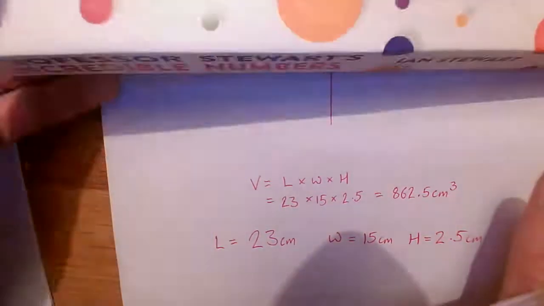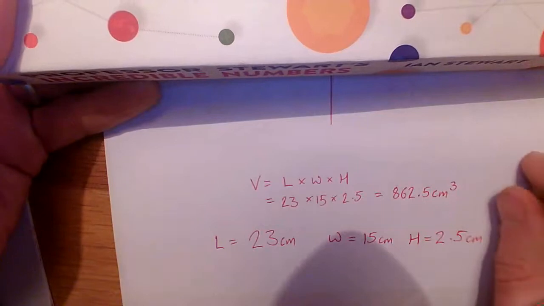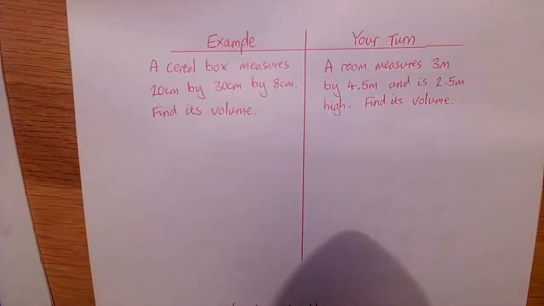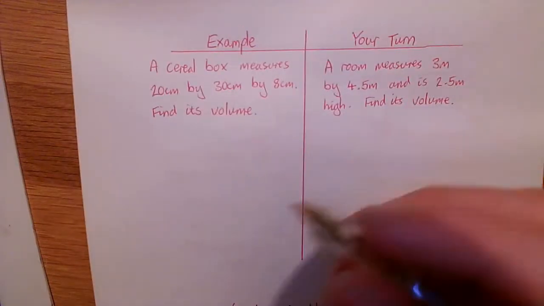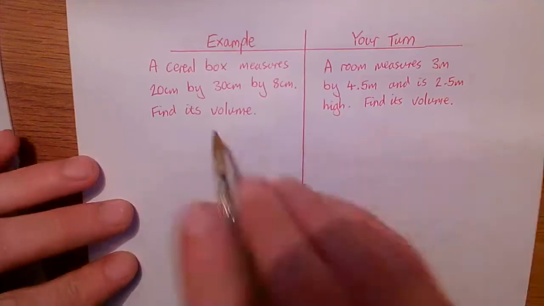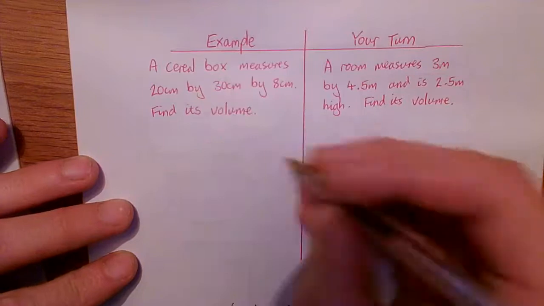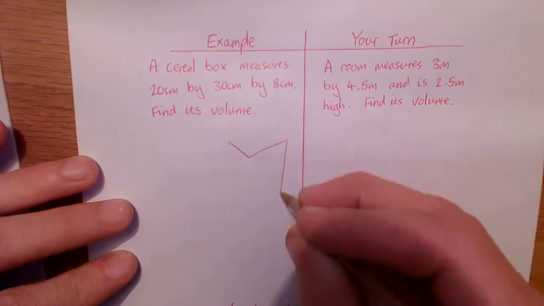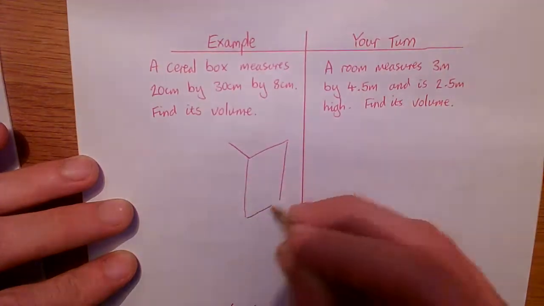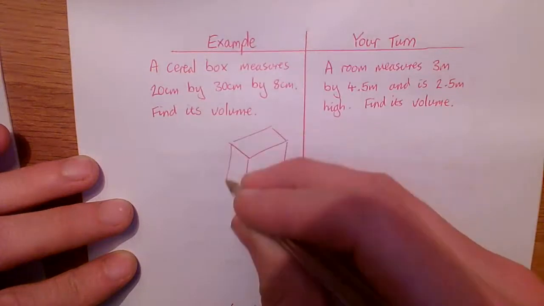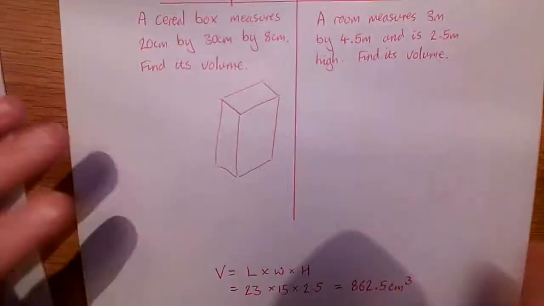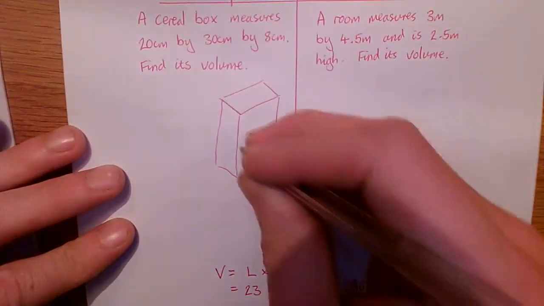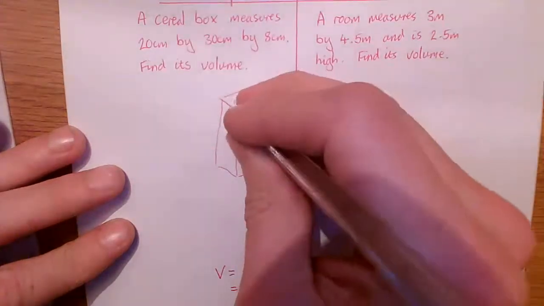Now, I'm not actually going to get you to do much of that. There's one little task that I'm going to get you to do with that. But the key thing is being able to apply it to a question which gives you this information but doesn't show you the cuboid. So here I've given a question about a cereal box. The very first thing I'd do is a quick sketch of the cereal box. So here's my cereal box. Don't worry if your sketch isn't amazing, but just have a go at sketching a cereal box or something that's a cuboid. Now I'm told it's 20 centimeters by 30 centimeters by 8 centimeters.